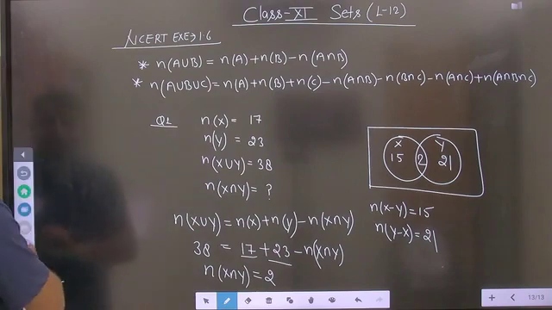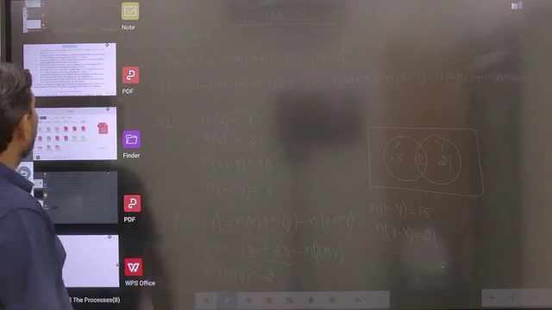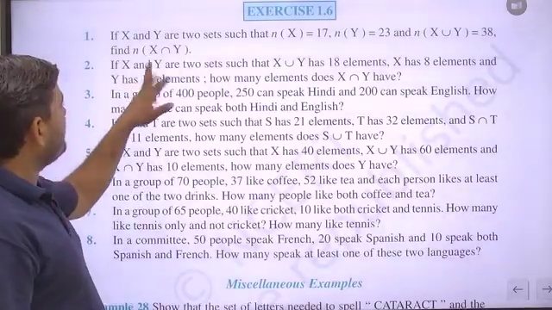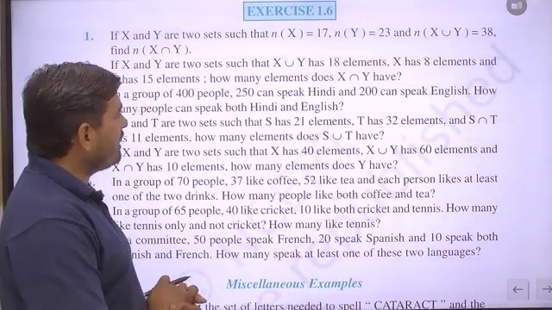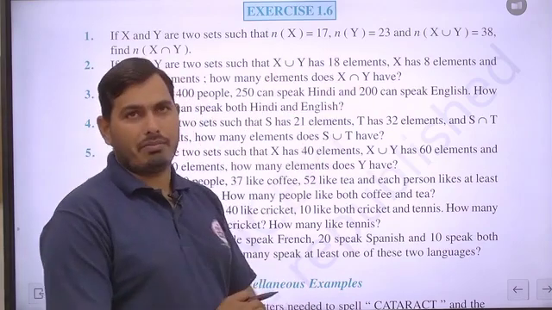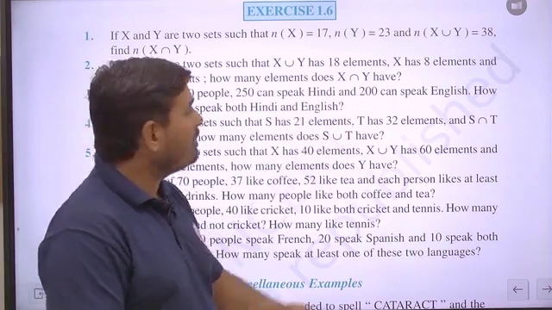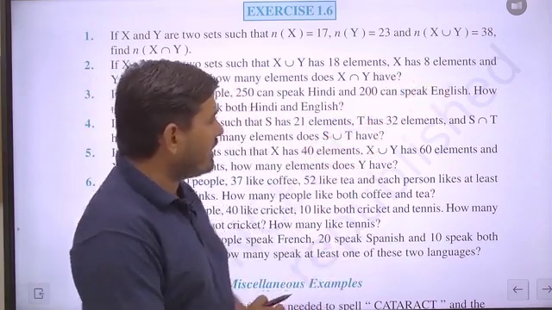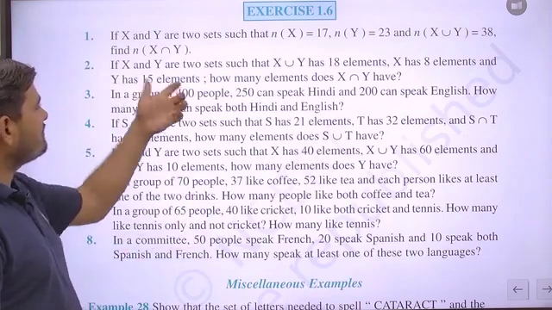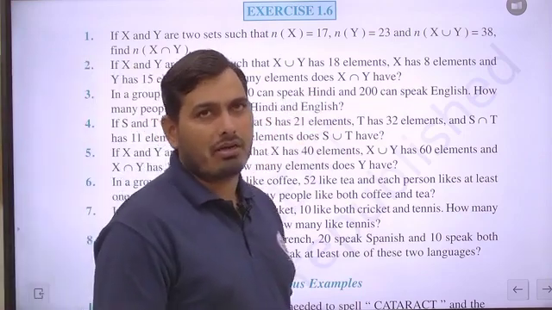So first of all, we will read question number 2. In this question number 2, again you can see, if x and y are two sets, again x union y has 18 elements, meaning the number of elements in x union y is given as 18. Similarly, x has 8 elements and y has 15 elements. How many elements does x intersection y have?